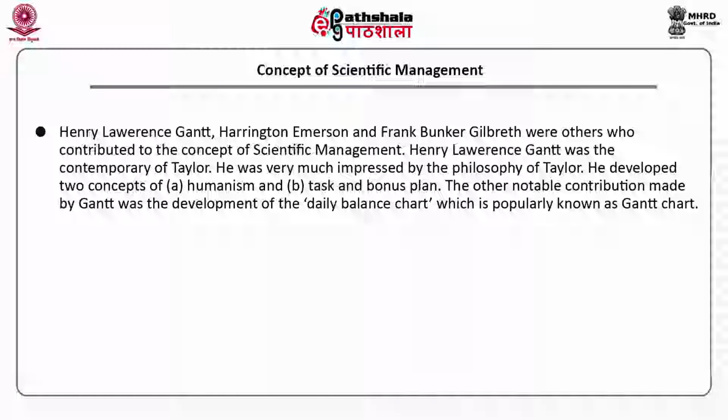Henry Lawrence Gantt, Harrington Emerson, and Frank Bunker Gilbreth were others who contributed to the concept of scientific management. Henry Lawrence Gantt was a contemporary of Taylor. He was very much impressed by the philosophy of Taylor. He developed two concepts: humanism, and the task and bonus plan. The other notable contribution made by Gantt was the development of the daily balance chart, which is popularly known as the Gantt chart. Taylor was the first person to conduct time and motion study.